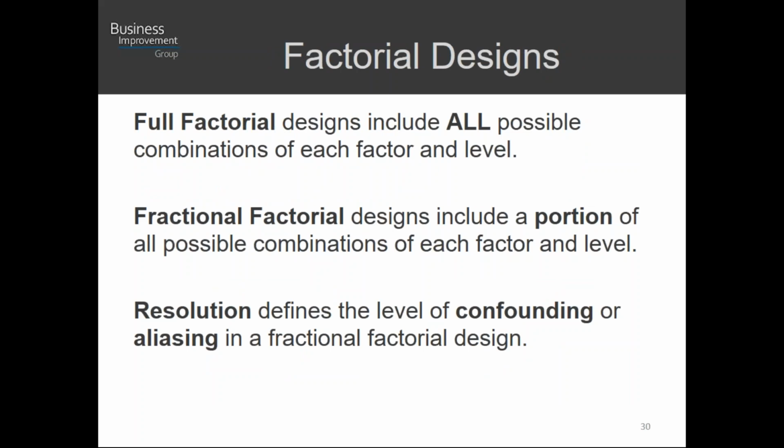When doing factorial designs, we want to include all possible level combinations for each factor for the full factorial. Fractional factorial designs allow us to run the same experiment with only a portion of all possible combinations for each factor. Now, while I said before, it still gives you good information. Obviously, when you take something away, you do lose a little something, right? And the thing that we lose is what's called resolution. Resolution defines the level of confounding or aliasing, right? Not being able to tell the difference between certain things in a fractional factorial design.